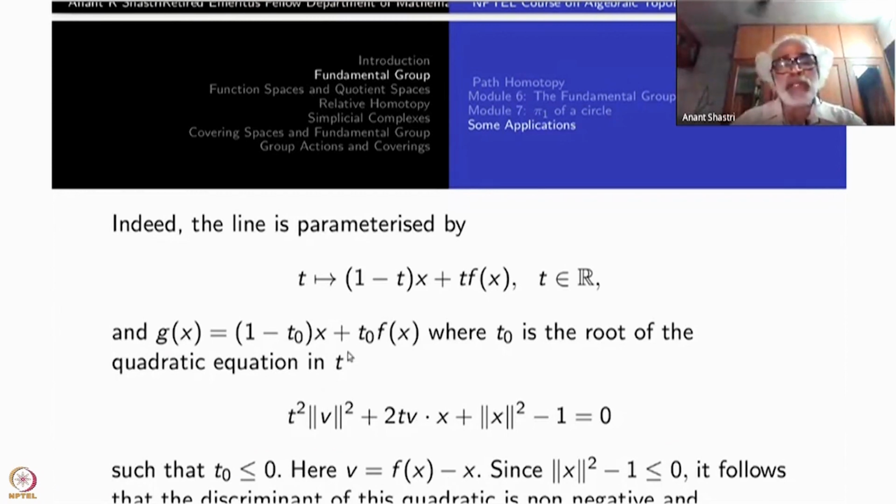You check what we have done here. 1 minus t times x plus t times fx can be written as t naught times fx minus x. That is why I have taken that. You rewrite t times fx minus x as v. Then the computation of this norm is easy.